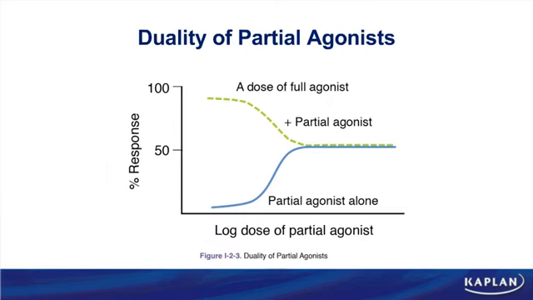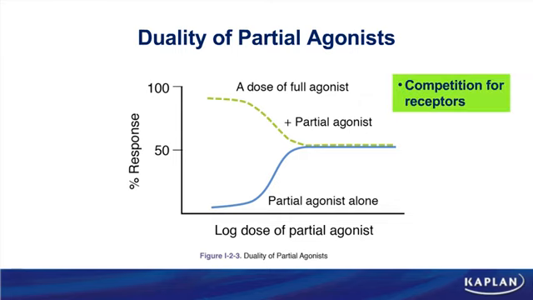This graph shows what's called the duality of partial agonists. You see, in the body, partial agonists can actually have different types of actions. By definition, a partial agonist can stimulate the receptor. It can act as an agonist, after all. This graph is here to show us what happens when a partial agonist is placed in the presence of a full agonist. Obviously, you can start to predict that the partial agonist and the full agonist can compete for the same receptors. Let's take a couple of examples and then we'll go through the graph.